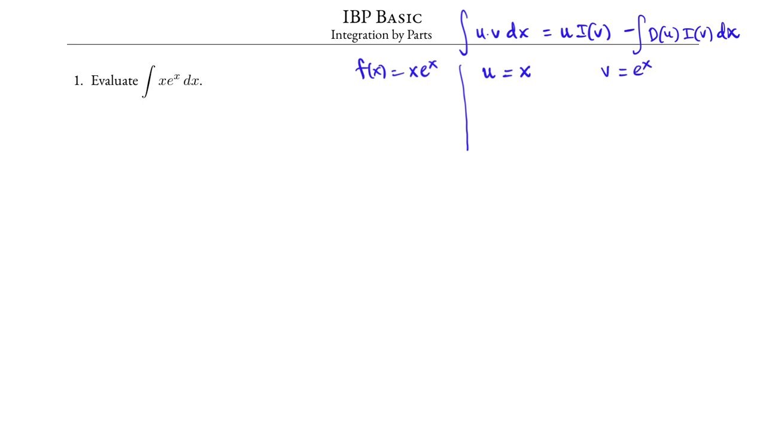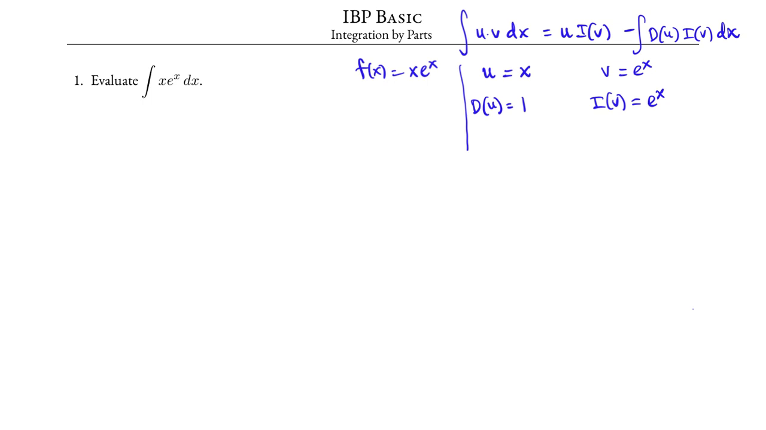In the formula for integration by parts, we need u, we need the antiderivative of v, we need the derivative of u, and we need an antiderivative of v. If u is x, the derivative of u is 1. If v is e to the x, the antiderivative of v is e to the x plus c, but any antiderivative will do, so we will simply use e to the x plus 0. We would just simply write e to the x.